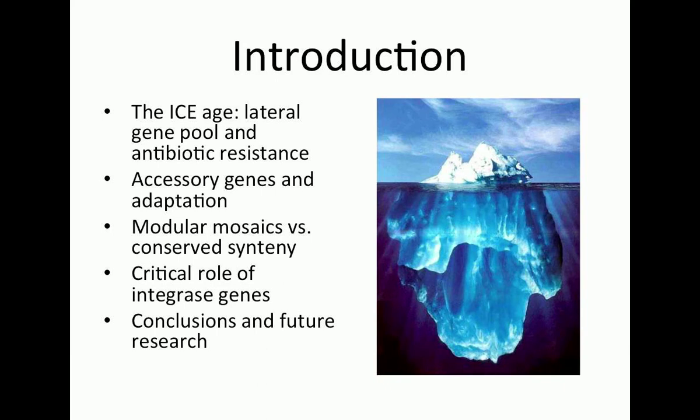And today I'm going to talk a bit specifically about this one family of ICEs, ICEHin1056, and their contribution to the lateral gene pool, the presence of accessory genes on many ICEs in the family, and how they contribute to environmental adaptation. The concept of the usually accepted modular mosaic model for the evolution of mobile genetic elements, and how some data that I will show you appears to subvert that. The critical role of integrase genes in the behavior of mobile genetic elements, specifically ICEs, and some conclusions and future research.